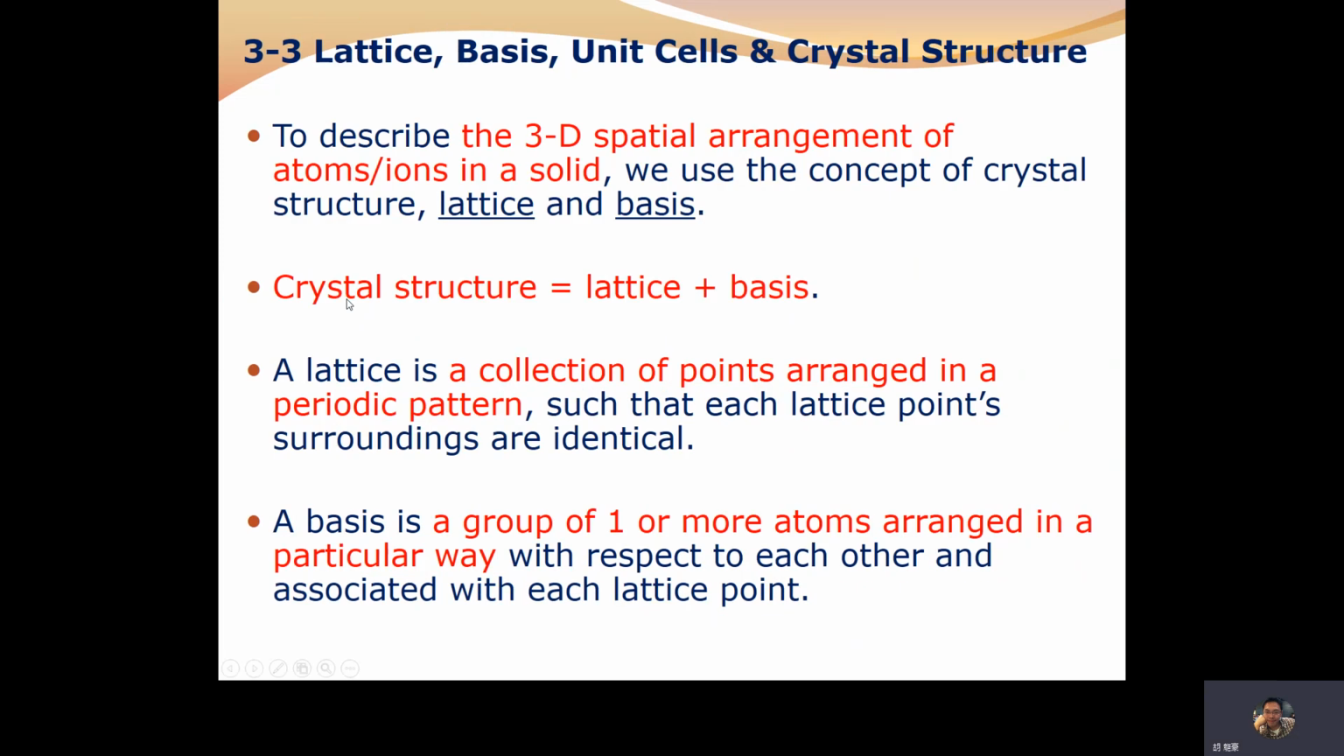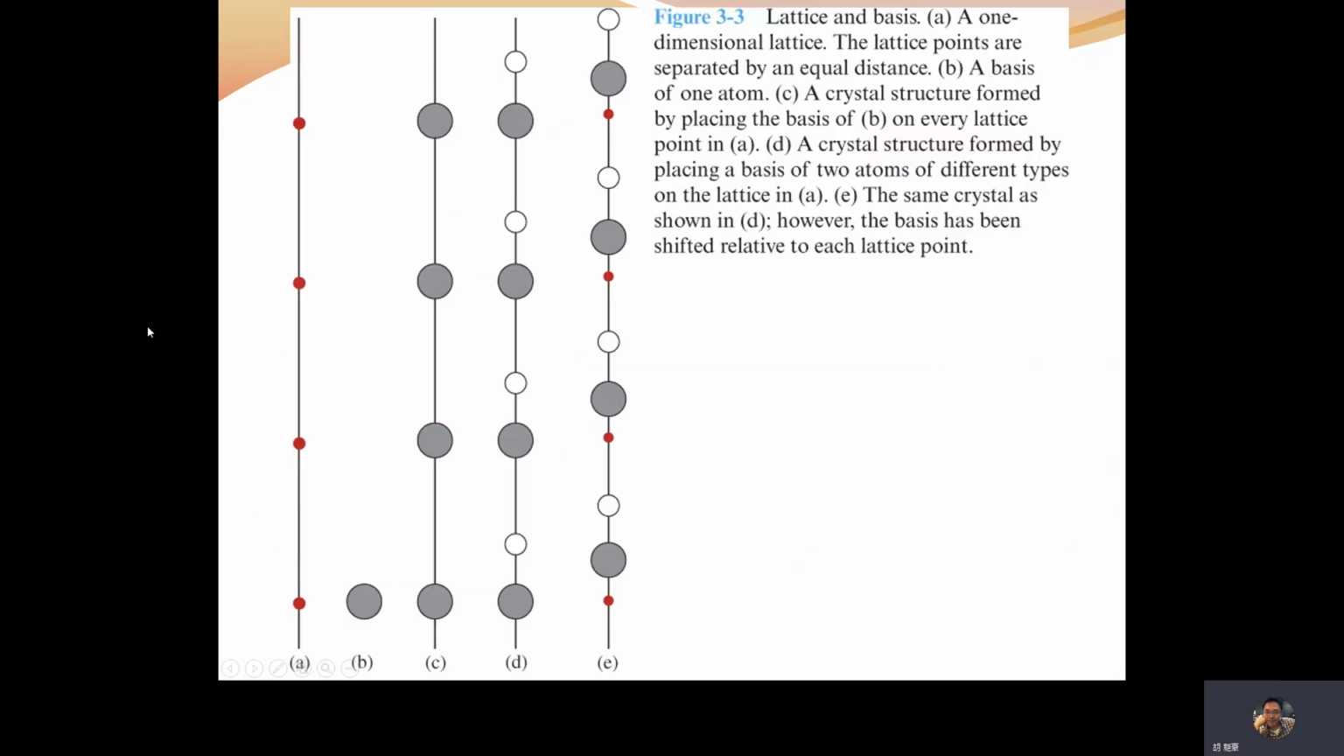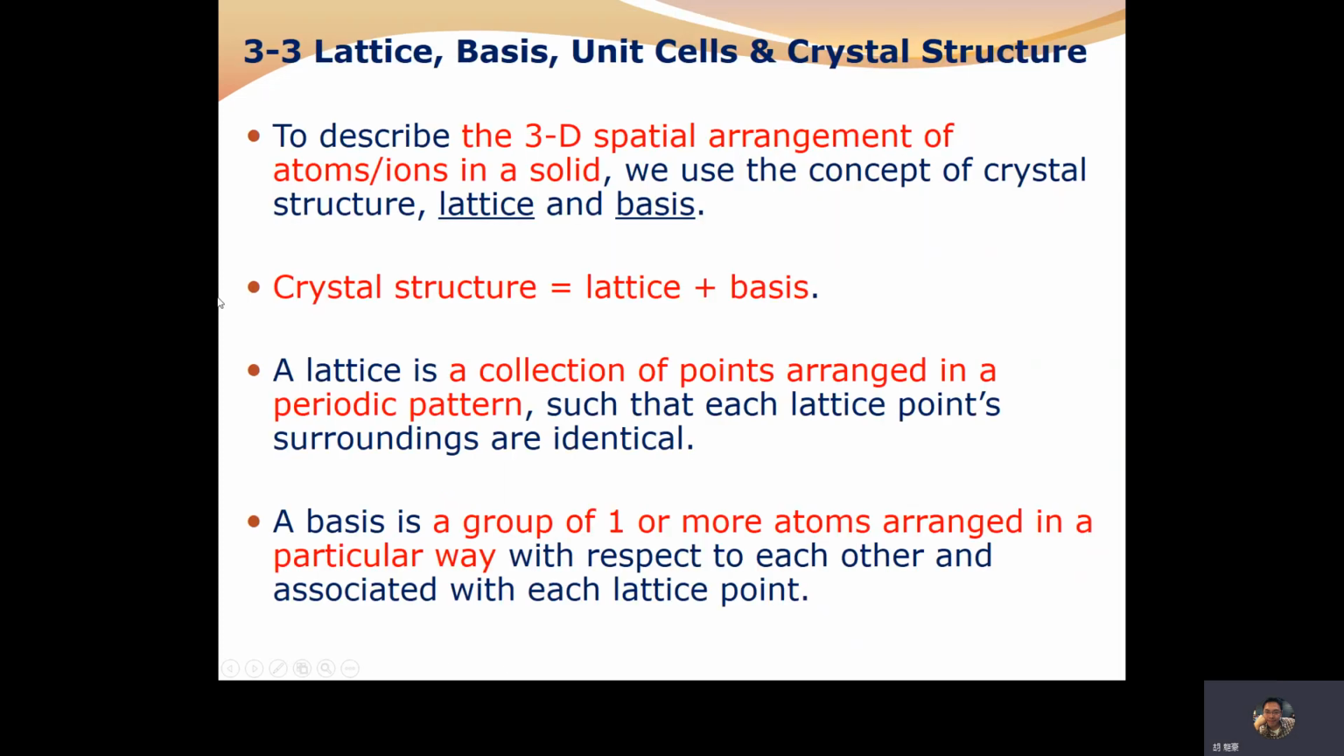Next we're going to tell you how to define a crystal structure. We always say, oh, it's crystalline, it's polycrystalline, it's amorphous, it's short range order, and so on. Therefore, we have to define a crystal structure. The crystal structure can be defined by the lattice and the basis.